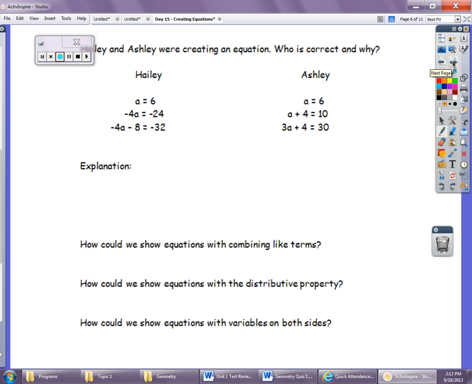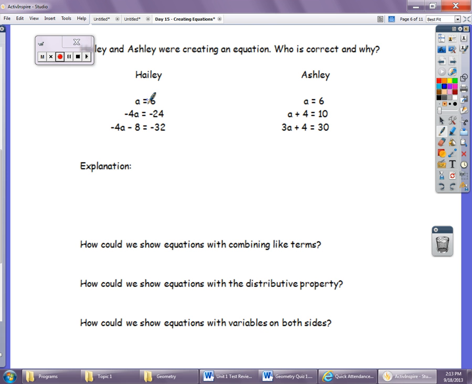Now, Haley and Ashley were creating an equation. Well, who's correct? Pause it for a minute, try to figure out by yourself, write an explanation, and then I'm going to go over it. So hopefully you paused it. Hopefully you came up with your explanation. Well, now let's see what Haley did.